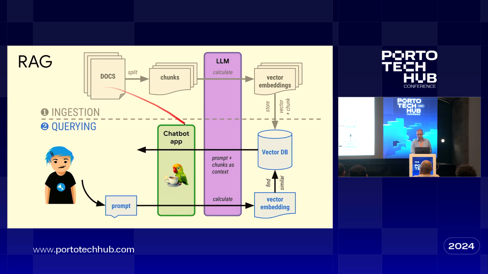And then you feed the original prompt that the user asked, plus the chunks that you retrieved from the vector database, those similar texts to the question. With that extra information, the LLM can respond, hopefully, with a better answer, with less hallucination. Okay? So that's RAG in a nutshell.